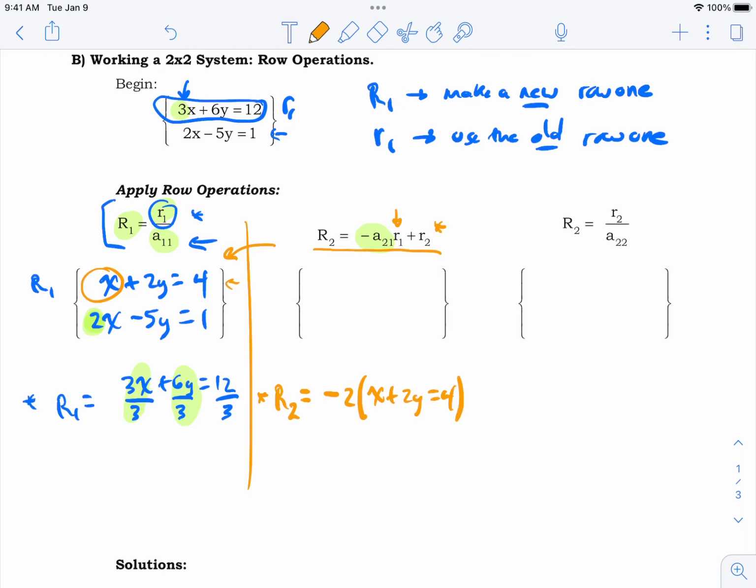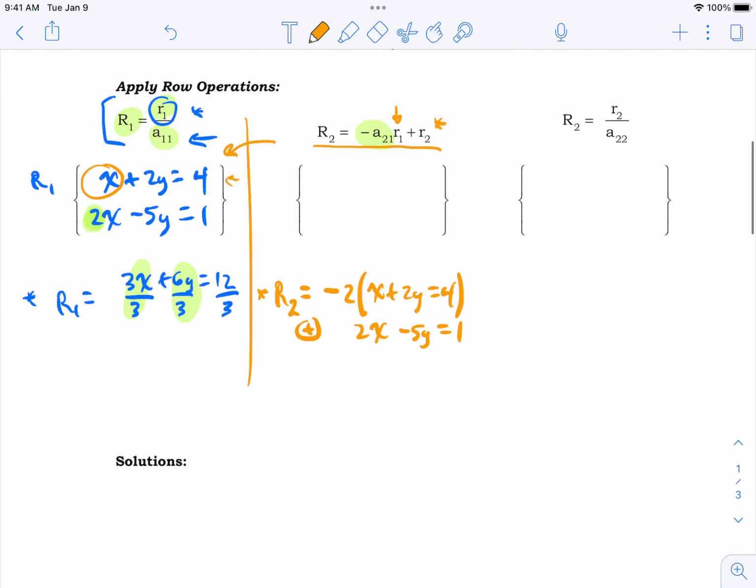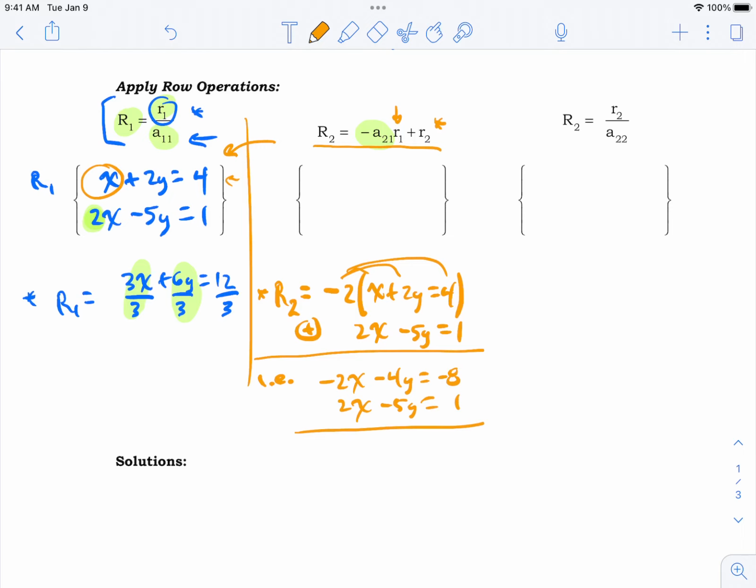And then I'm supposed to add to that. So you want to think in terms of adding two equations together. Add row 2 to that, which means add 2x minus 5y equals 1. So just to emphasize what this looks like, when you multiply the negative 2 times this equation, you've got negative 2x minus 4y equals negative 8. And then the bottom equation is 2x minus 5y equals 1. And when you add these up, notice the x's go away. You've got negative 9y equals negative 7. And that's what you're writing as your new row 2.